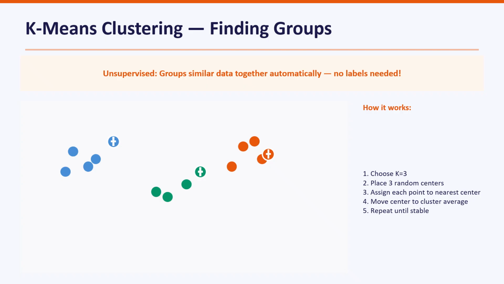Now let's see the real world example. A retail company has 1 lakh customers with no labels. They use K-means to automatically discover that customers naturally fall into three groups: budget shoppers, mid range buyers, and premium buyers. Now they can personalize marketing for each group. No human defined these groups, the algorithm found them.